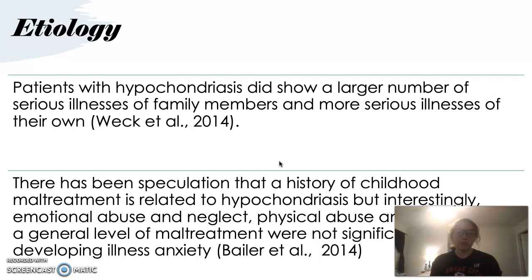Etiology. So patients with hypochondriasis, again, we don't have data for the illness anxiety disorders, so we're looking at this one in the DSM-4. It did show a large number of serious illnesses in family members and more serious illness of their own, maybe related to why some people will develop illness anxiety disorder or hypochondriasis. And there has been speculation that a history of childhood maltreatment is related to hypochondriasis, but interestingly, the Baylor study found that all those things listed were highly associated with depression, but not hypochondriasis. So that one was ruled out. But we don't know for sure yet what causes illness anxiety disorder.